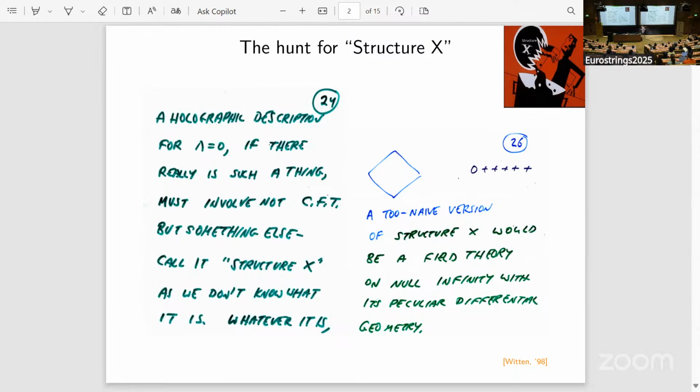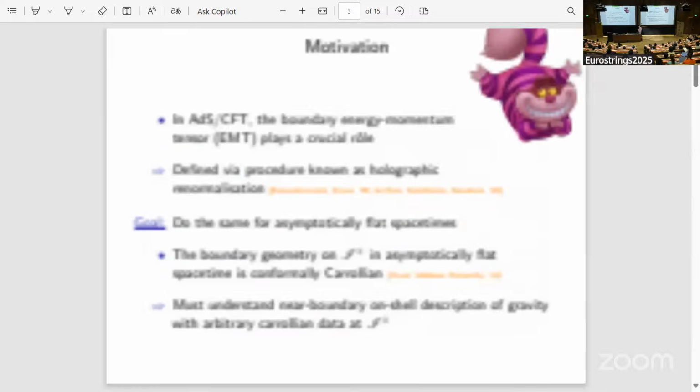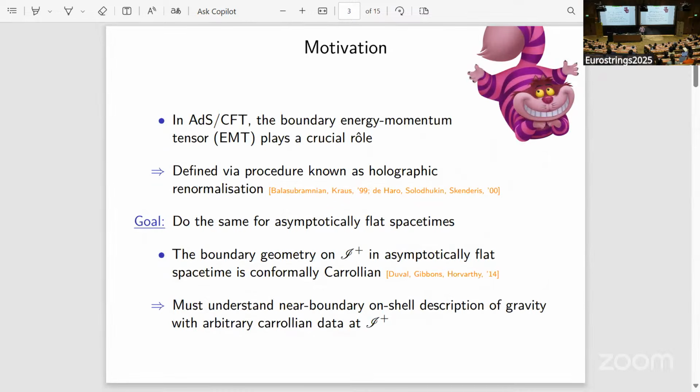And as we will see, this peculiar differential geometry is precisely what has now come to be known as Carrollian geometry. So just to give you a bit more motivation before we get into the meat of the talk, in the AdS/CFT correspondence, I don't need to tell you, of course, that the energy momentum tensor on the boundary plays a big role. It's sort of the response to varying the metric. And the way that you get this energy momentum tensor is essentially by performing this procedure known as holographic renormalization.